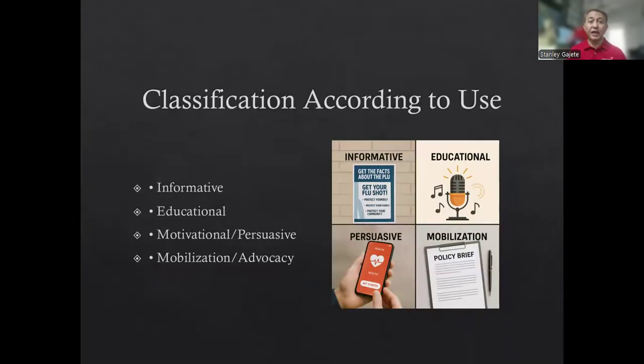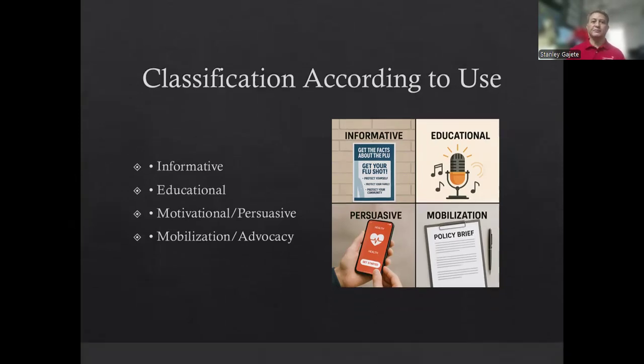The first system of classification organizes materials based on their purpose. This means identifying when a material is designed to inform, to educate, to persuade, or to mobilize people for action. Each category serves a distinct role in development campaigns. Understanding this classification helps communicators create messages that are not only clear, but also relevant to the goals they are trying to achieve.